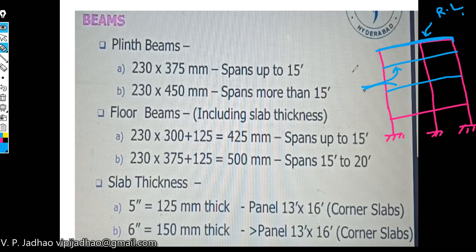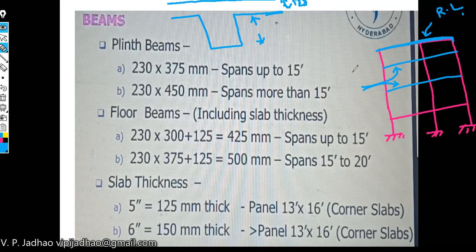Now regarding these floor beams, the beam dimension is finalized by considering it like this. We will be having some slab here. So let us consider the thickness of this slab is 125 mm. Then the beam dimensions are finalized considering this particular depth, that is the depth below the soffit of your slab.